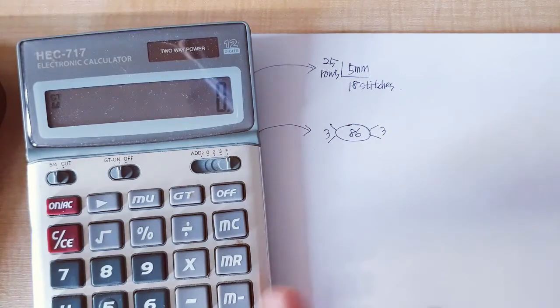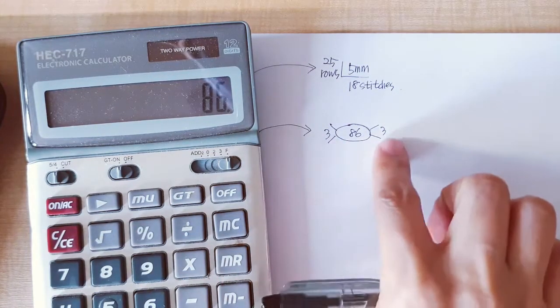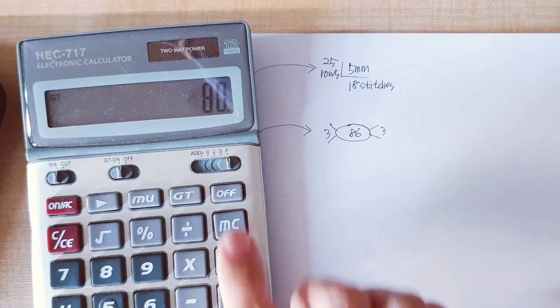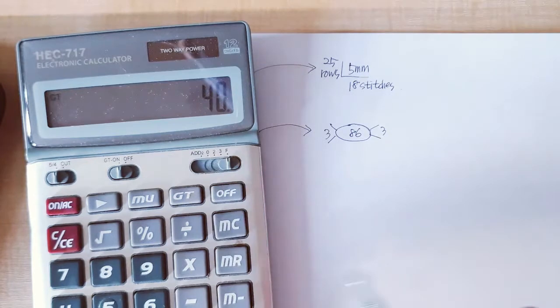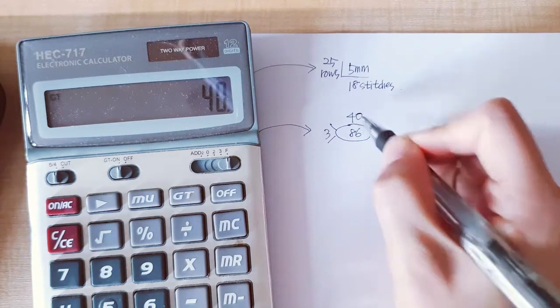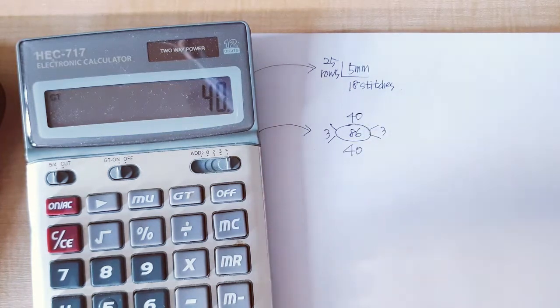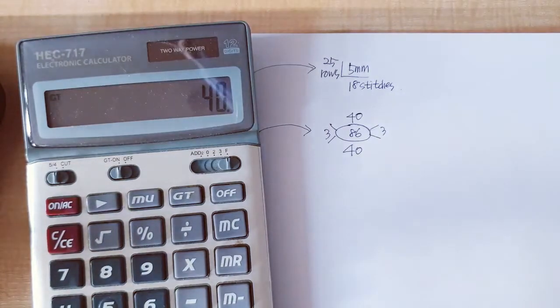The cast on stitches are 86, the sleeve stitches are 3, and the remaining stitches are 80, so I will divide the front and back 40 stitches equally. I've decided the starting stitches so far.